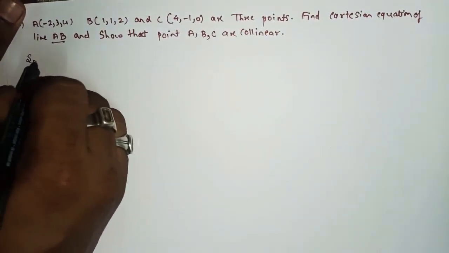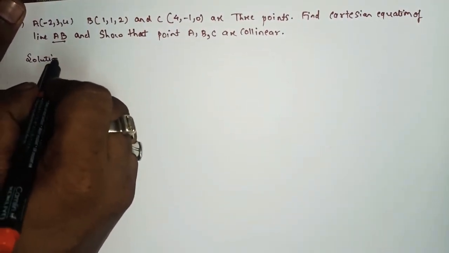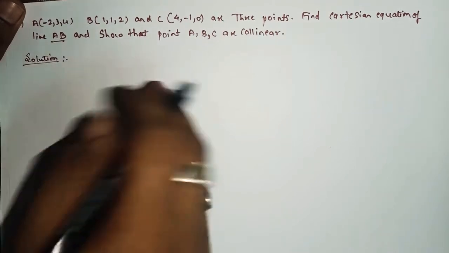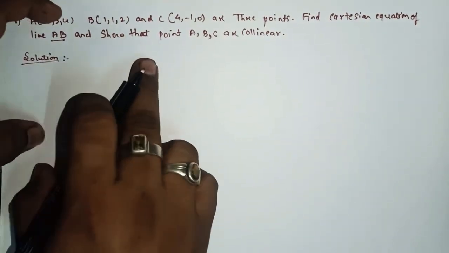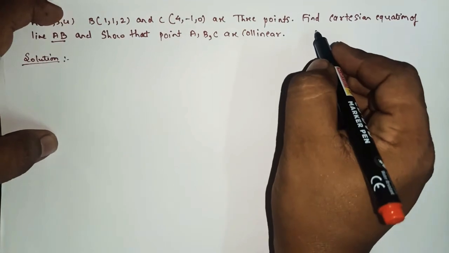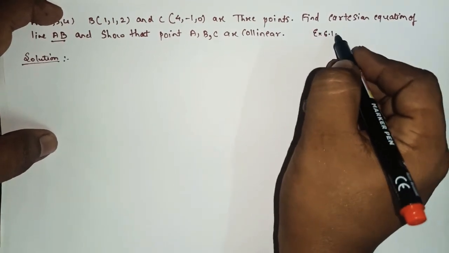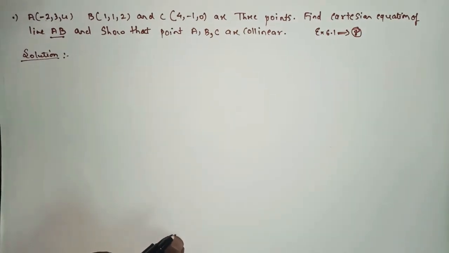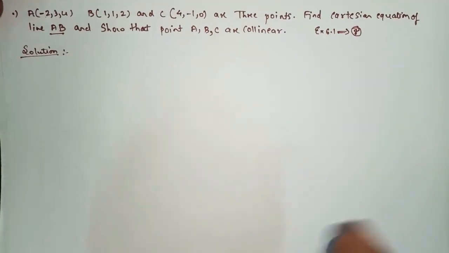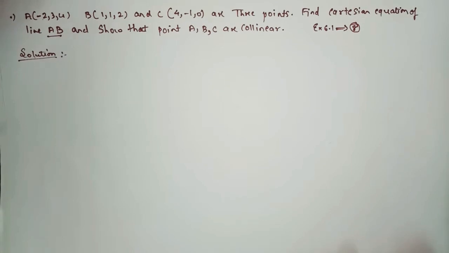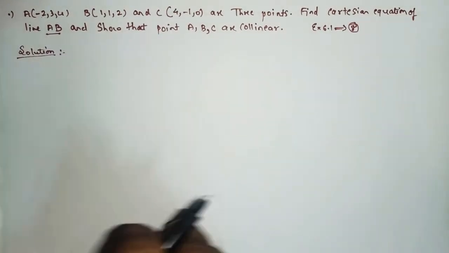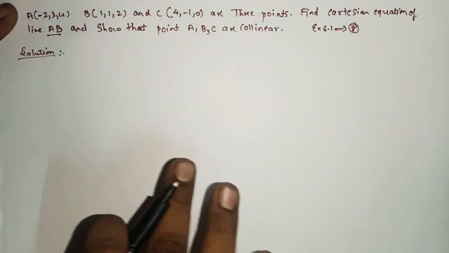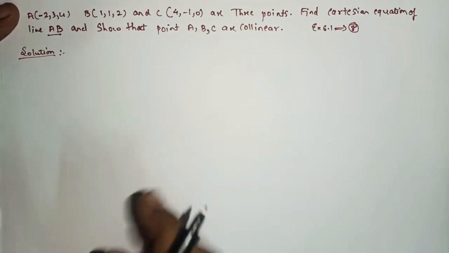So here, this same sum is there in exercise number 6.1, question number 8, and it is a very important sum. There is some different way also in which you can show that the points are collinear, but I will suggest to use this simplest and easiest concept.